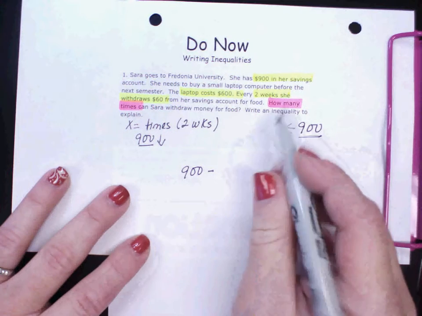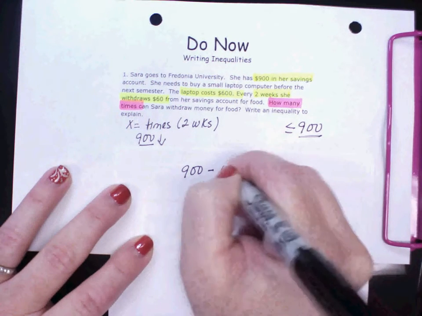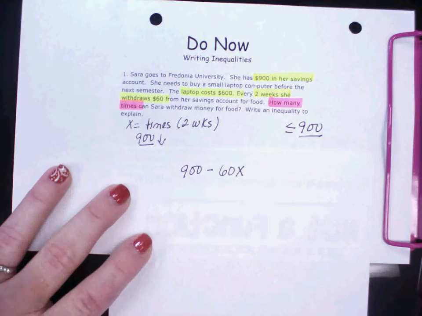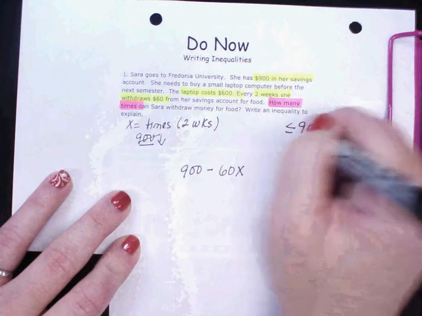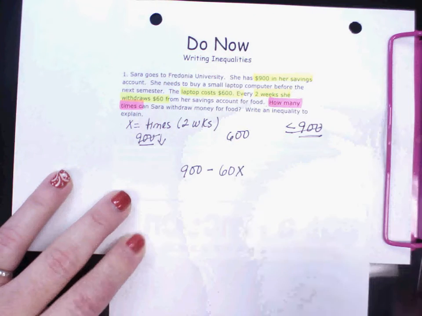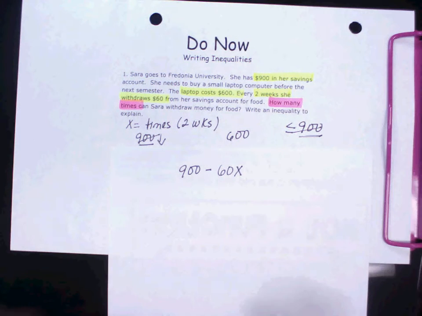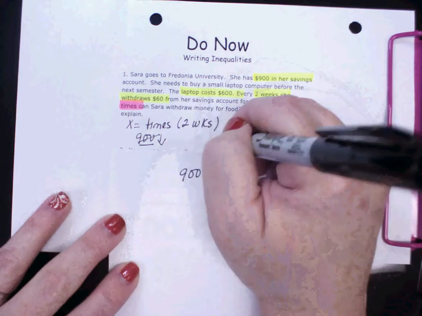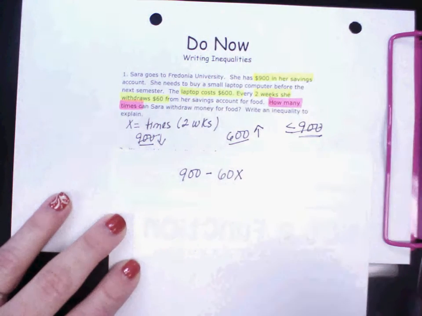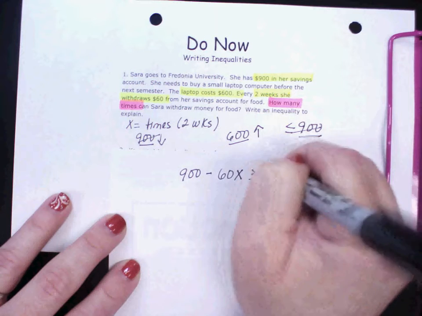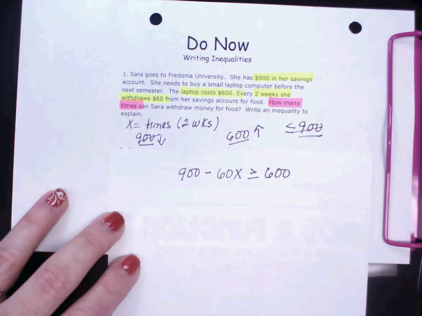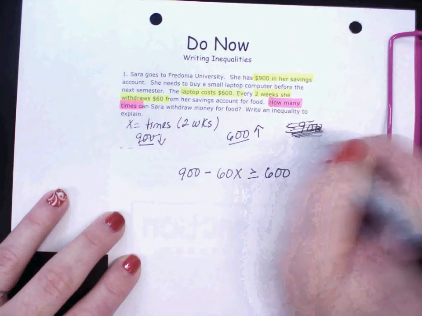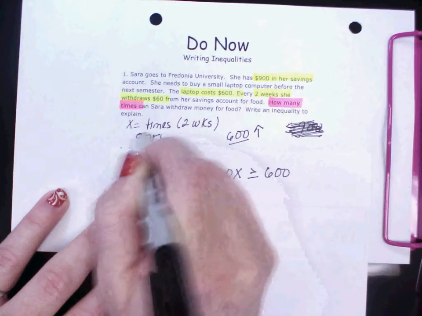All right. So 900 needs to come over here and we're withdrawing something. What are we taking out? $60 every 2 weeks. Remember, x is 2 weeks. And how much money do we need to buy the laptop? 600. Can we have less than 600? No, so it has to be equal to or higher. So this would be greater than or equal to 600. Now we got it.